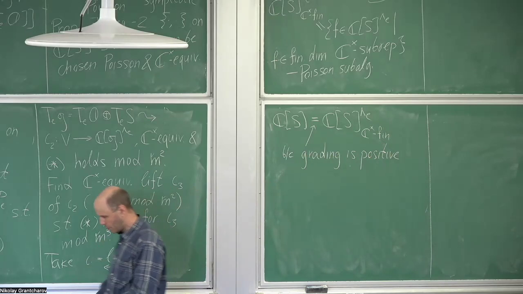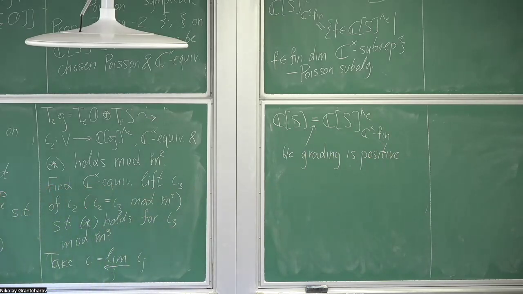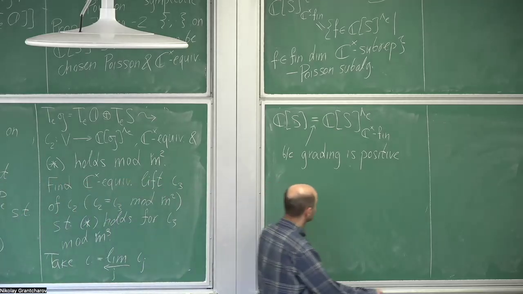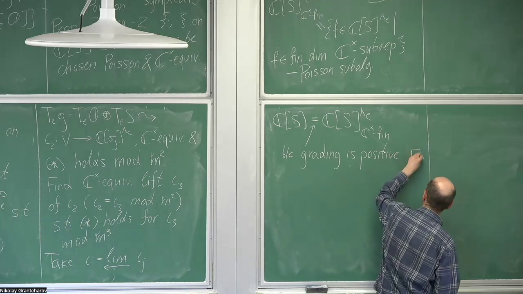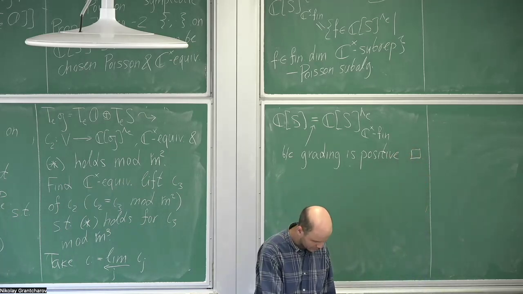Now think about the following situation. How can we recover polynomials in one variable inside of the algebra of formal power series in one variable? In formal power series, we have a C-star direction. And polynomials are exactly the elements which lie in a finite dimensional subrepresentation, meaning they only hit finitely many degrees. That's essentially what happens here.